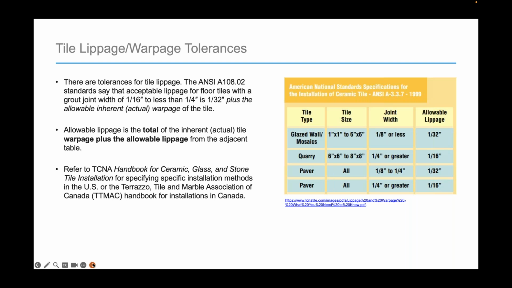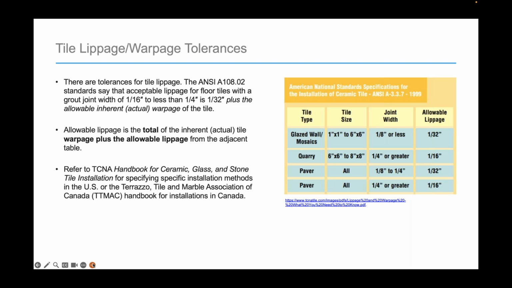So here are your tile lippage tolerances. There are tolerances for tile lippage. The ANSI A108.2 standards say that acceptable lippage for floor tiles with a grout joint width of 1/16 to less than 1/4 is 1/32, plus the allowable inherent actual warpage of the tile. Allowable lippage is the total of the inherent actual tile warpage plus the allowable lippage from the adjacent table.